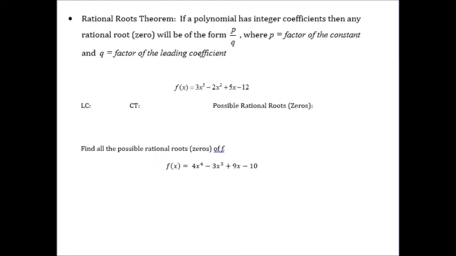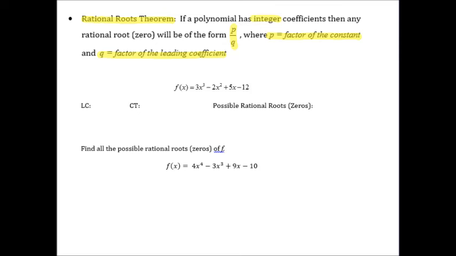In order to do that, we need to first discuss the rational roots theorem. The rational roots theorem says if a polynomial has integer coefficients, then any rational root, and remember roots are the same as zeros, will be of the form p divided by q, where p is a factor of the constant and q is a factor of the leading coefficient. So in other words, we're saying the constant and the leading coefficient are going to give us some clues as to finding the rational roots of a polynomial function.